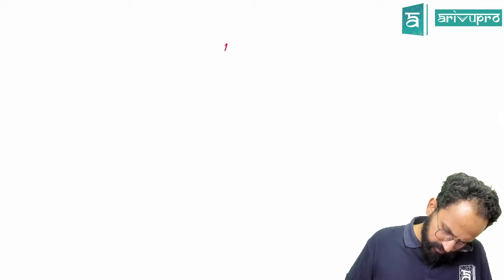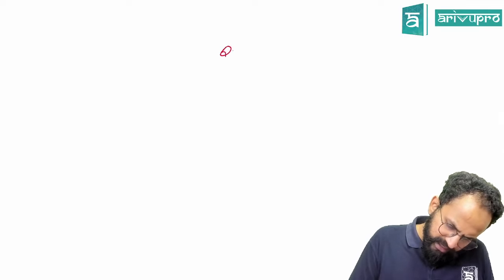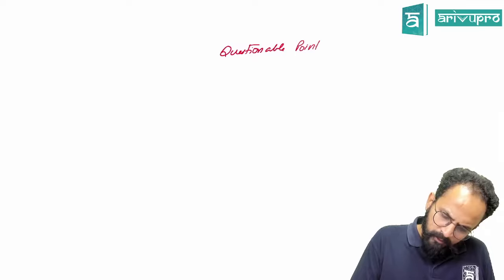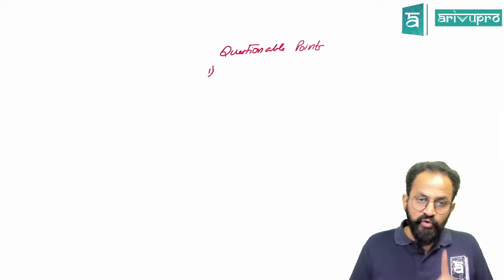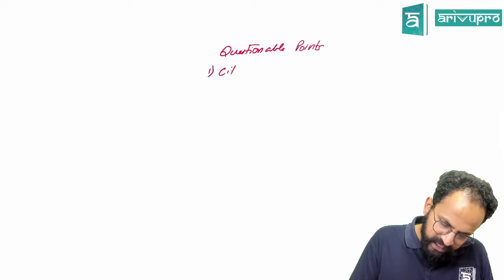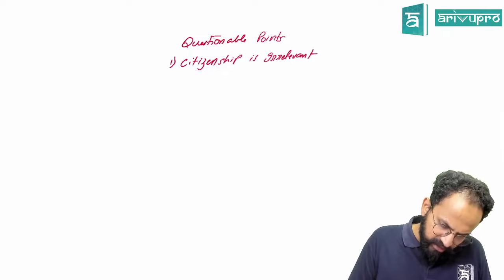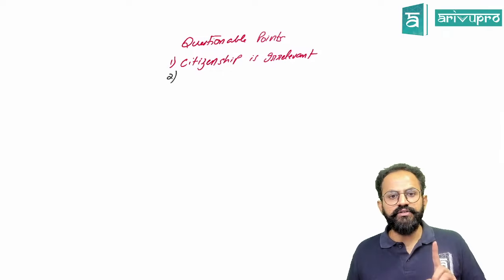I'll be writing something like questionable points or points to remember. Let us keep on adding. First thing, citizenship is irrelevant. Citizenship is irrelevant to determine the residential status. You can write it. Citizenship is irrelevant to determine the residential status.